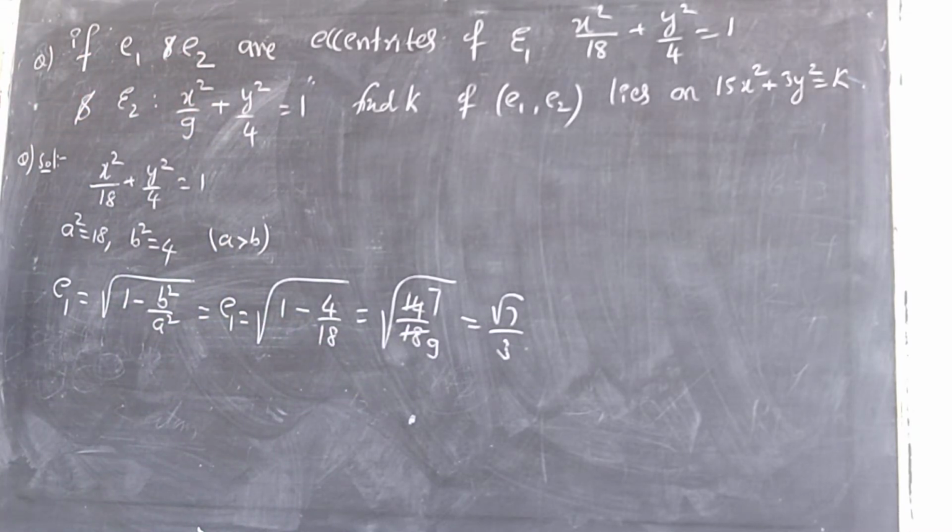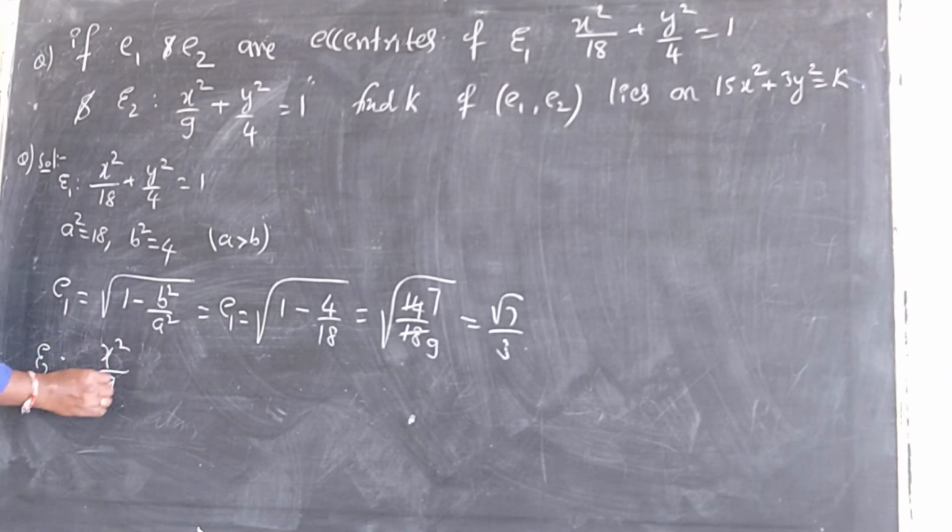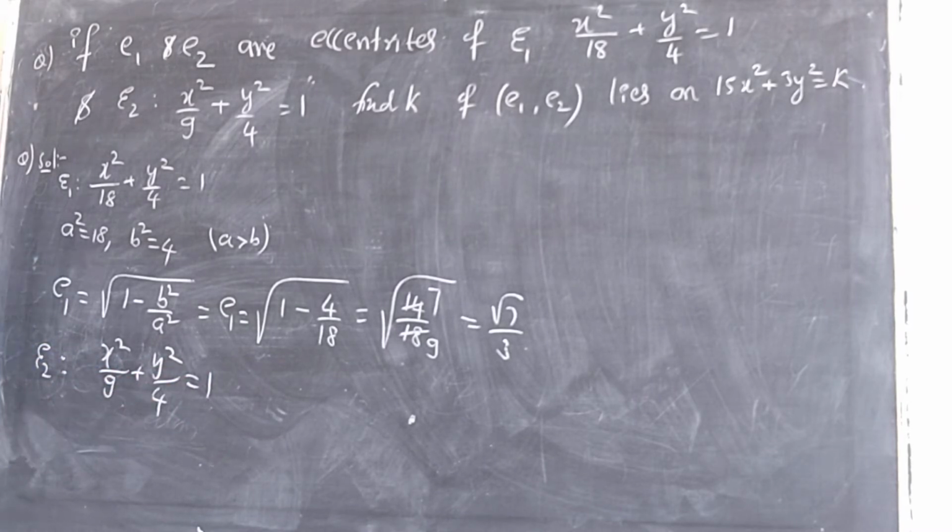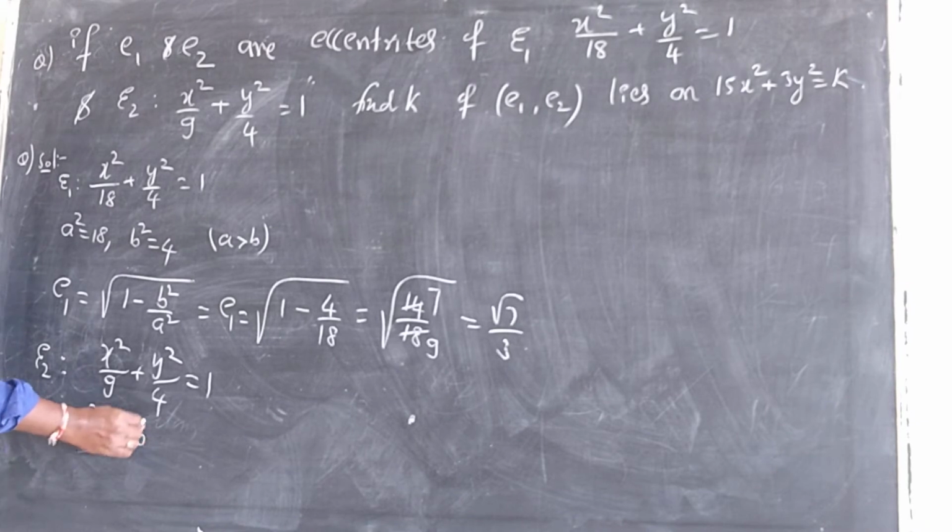We can do the second also. These are asked in JEE. It looks easy, but they asked it in JEE. Ellipse 1 and this E2 difference is there, right? E2 is what here? x square by 9 plus y square by 4 is equal to 1. Here in this case, a square is equal to how much? 9. b square is equal to how much? 4. a is greater than b.